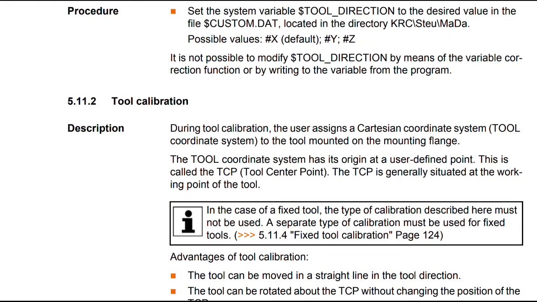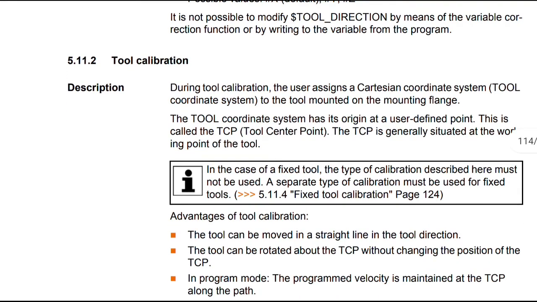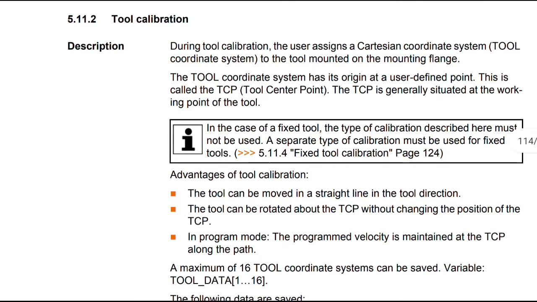Next is tool calibration. Description: during tool calibration, the user assigns a Cartesian coordinate system to the tool mounted on the mounting flange. The tool coordinate system has its origin at a user-defined point. This is called the TCP, tool center point. The TCP is generally situated at the working point of the tool. In the case of a fixed tool, the type of calibration described here must not be used. A separate type of calibration must be used for fixed tools.